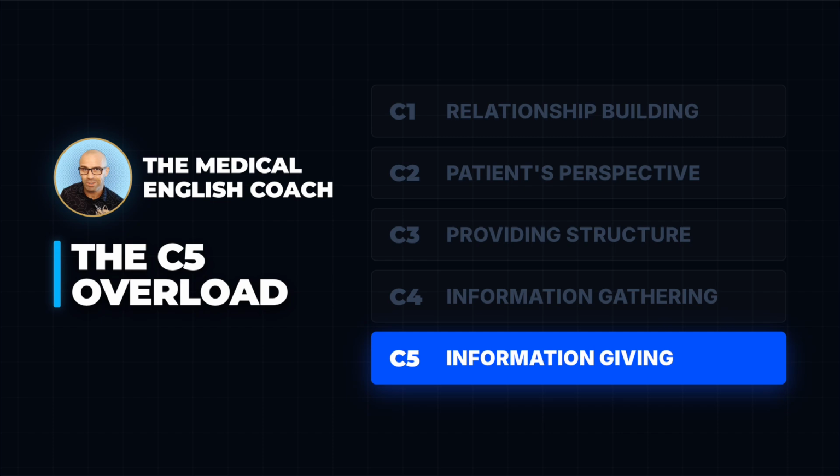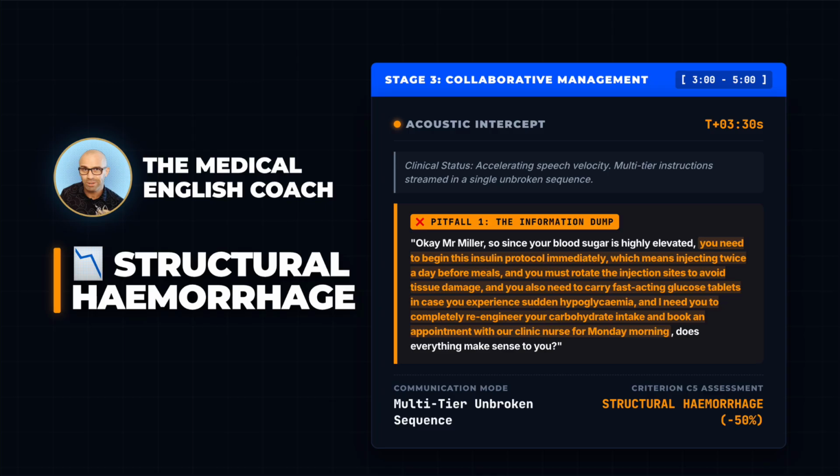In this video of our criteria series, I will decode the 2 fatal information-giving hazards and project the exact masterclass mechanics required to execute chunking, open verification nodes, and the forward sweep. The most frequent C5 failure occurs when candidates realize they have less than 2 minutes remaining before the final buzzer.